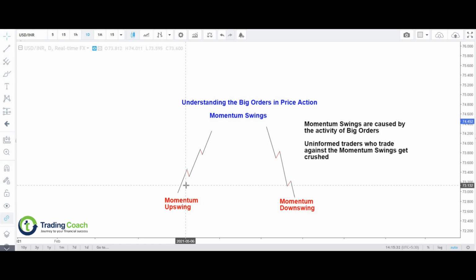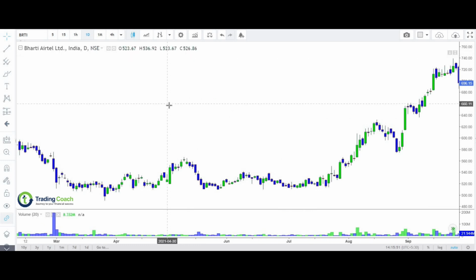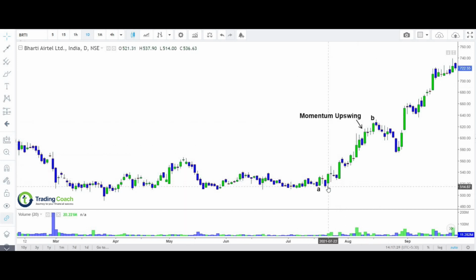All right, so let us look at the concept of momentum swing with the help of a chart. Right now I'm looking at the one-day chart of Bharti Airtel. If you focus on the price action taking place exactly over this point, this is what we call a momentum upswing. The price action from point A till point B is what we call a momentum upswing.